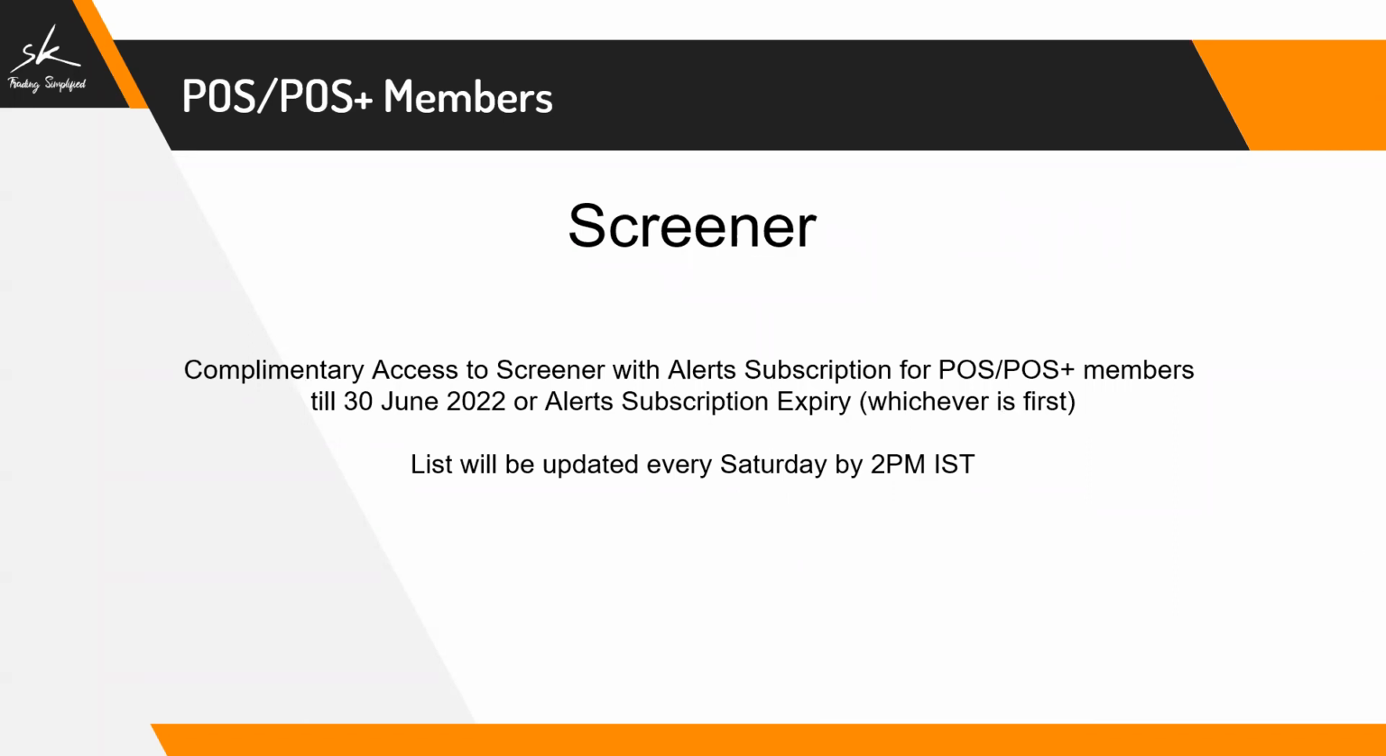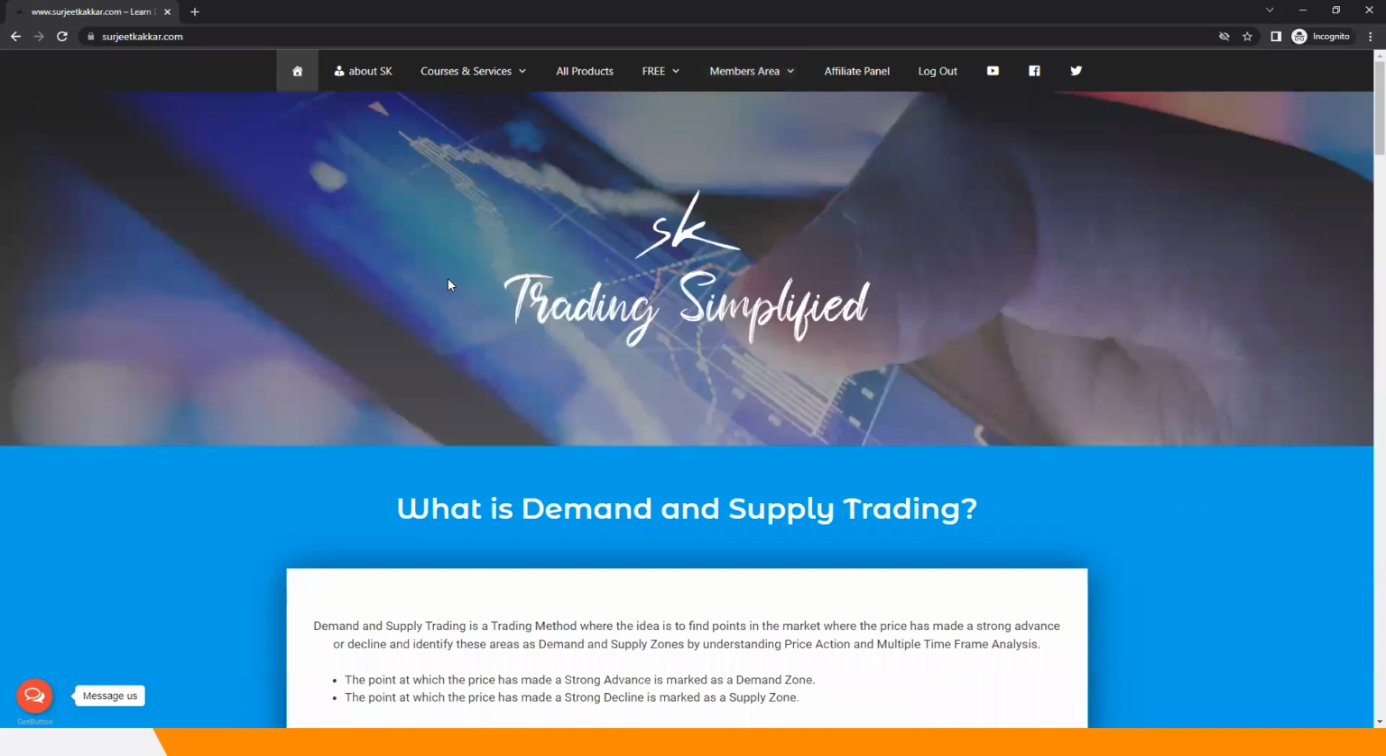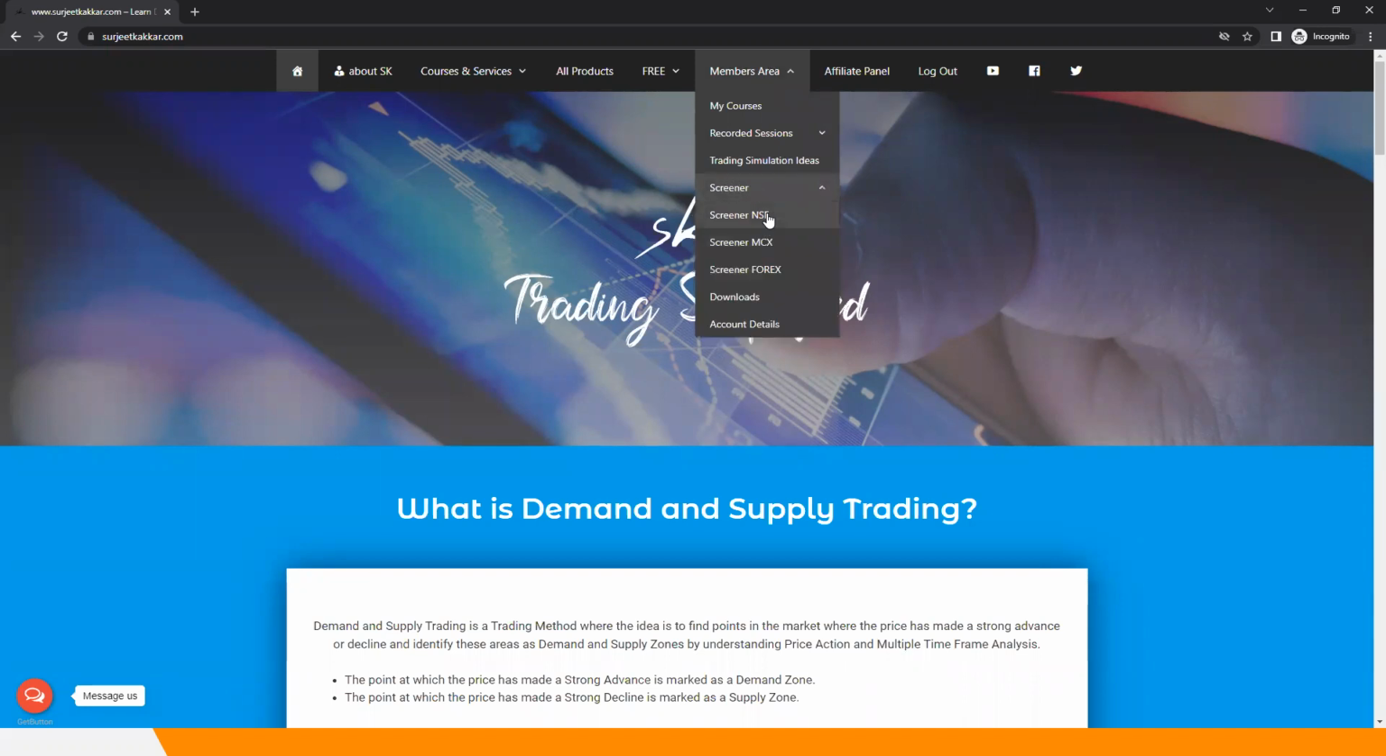So the first thing is, how do I access it? Let's say I already have a subscription for the alert. Once you log into your account on our website, you will see the members area tab. Under the members area tab you will see a new option called screener. Once you click on screener, you will have all three: NSE, MCX, Forex. Depending on what you're subscribed for, if you're subscribed for NSE, you will only have access to NSE. If you're subscribed for MCX, you'll have access to MCX. If you have a subscription for Forex, you have access to Forex.